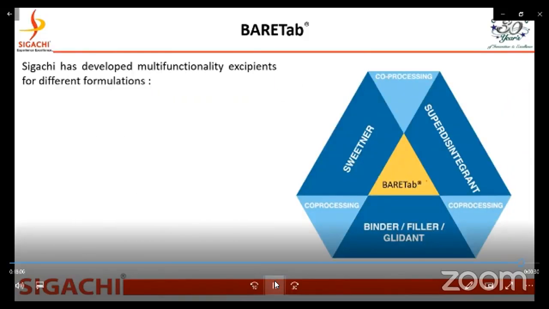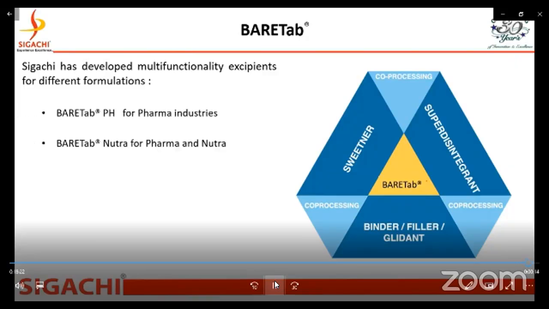Sigachi has developed multifunctional excipients for different formulations like BHAPH for pharma industry, BHA Neutral for pharma and neutraceutical industry, and BHA ODT for pharma. BHA ODT is a premix for oral dissolving tablet.